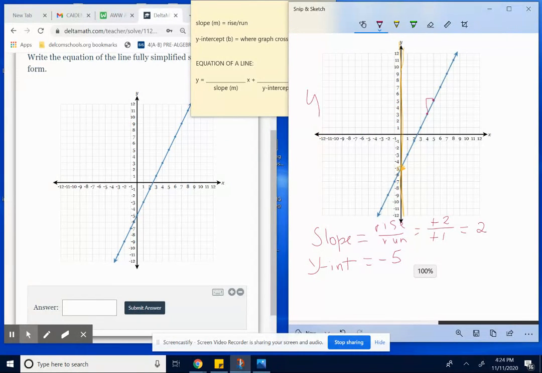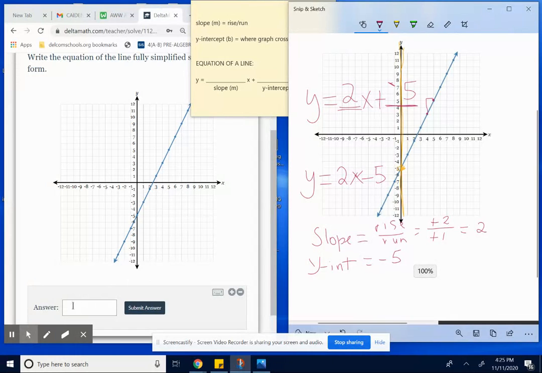Okay, your final equation. You put the slope in front of the x. You put the -5, the y-intercept, after the plus. So we get y equals 2x plus -5. If you type that in, they'll take it. But it's better if you have plus a negative to just make that a minus. It's better to just write this as 2x minus 5.